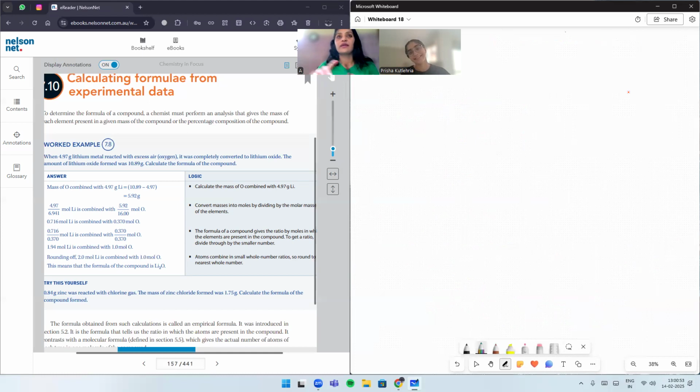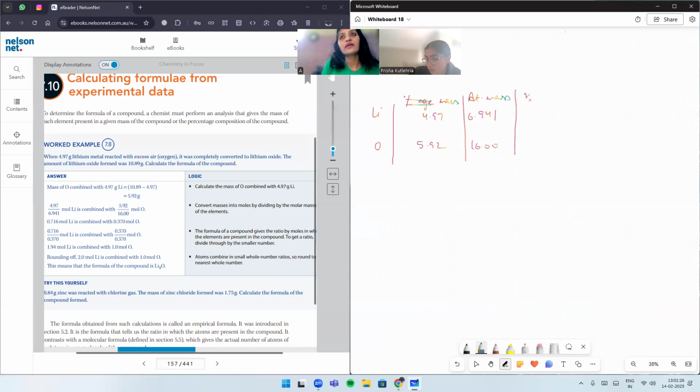For example, I'm going to write lithium, oxygen. Then I'll put a column. Then I'll write the percentage, which I have, right? Here I don't have the percentage. I have the mass, right? So I'm going to write the mass, which is present. This was given. Then I will write down their atomic mass, right? It is 6.941 and it is 16.00.